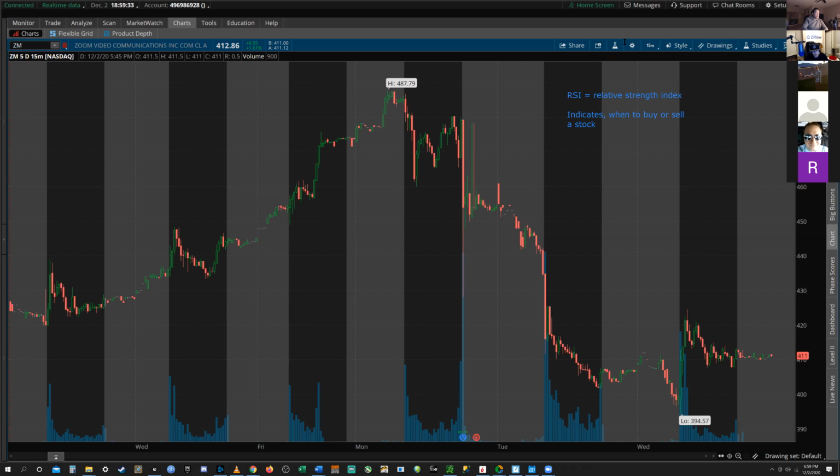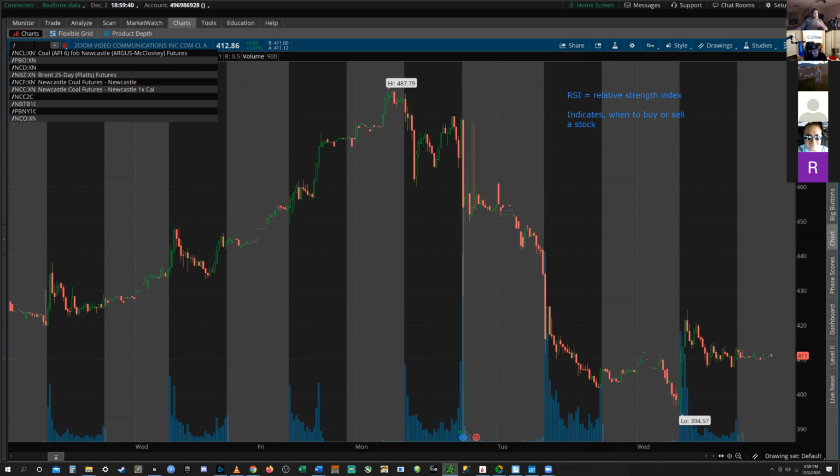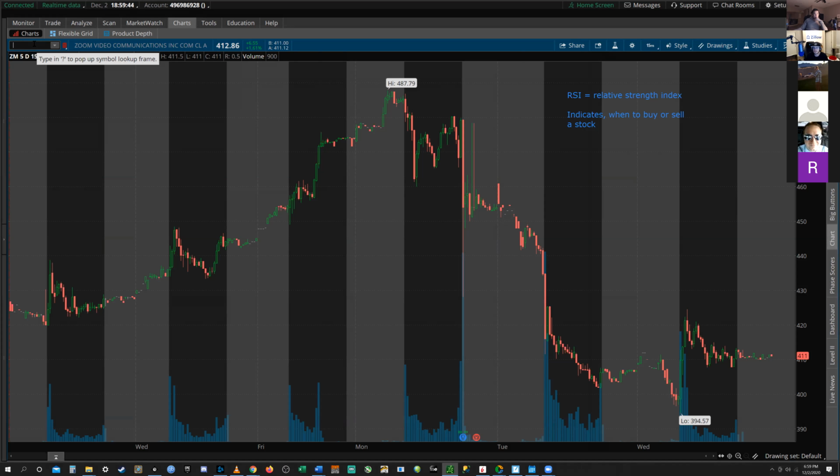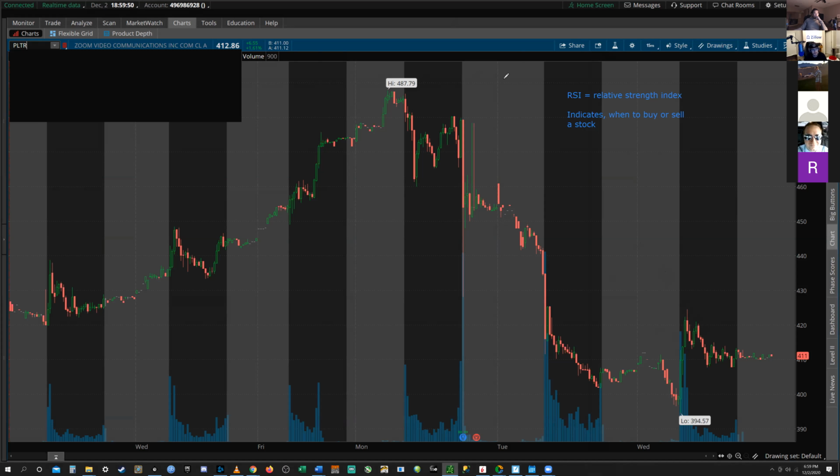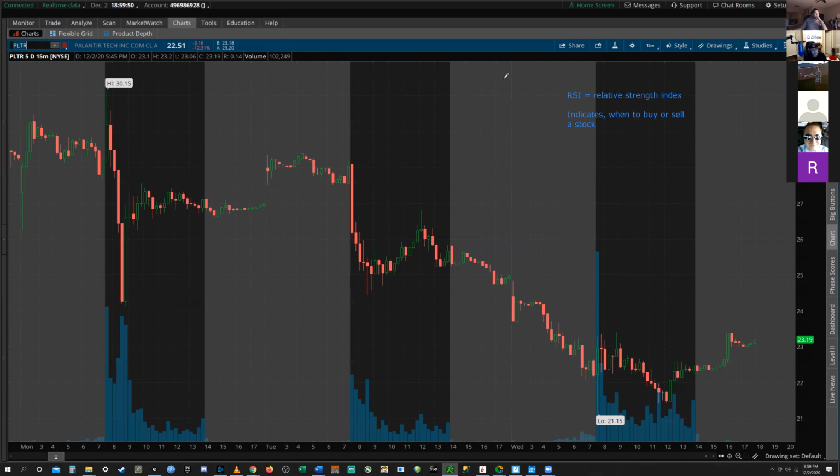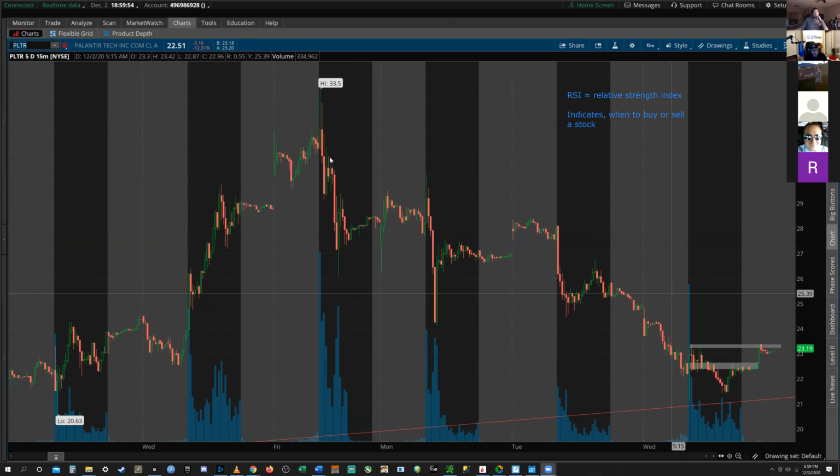Okay, so I'm going to keep it at the 15-minute chart, and I'm going to load... Give me a stock, something that you guys think would be a good example. PLTR. Sure, why not? Okay. I know Dan probably wants me to do that. So I'm going to add RSI to this.